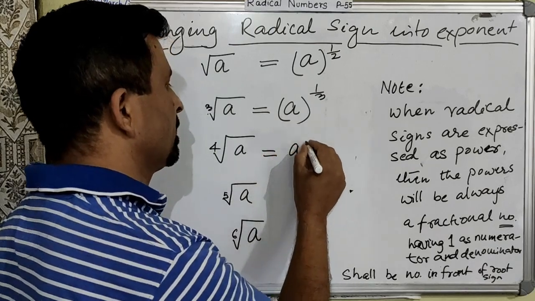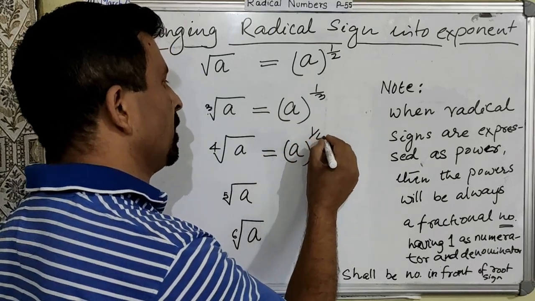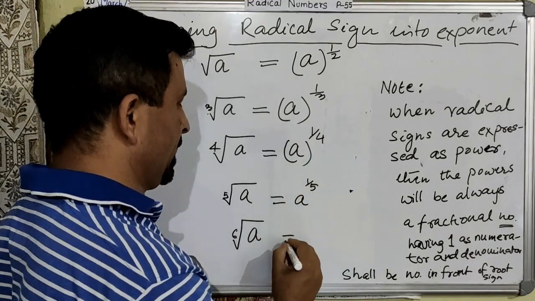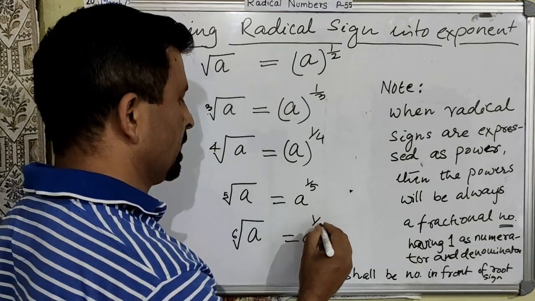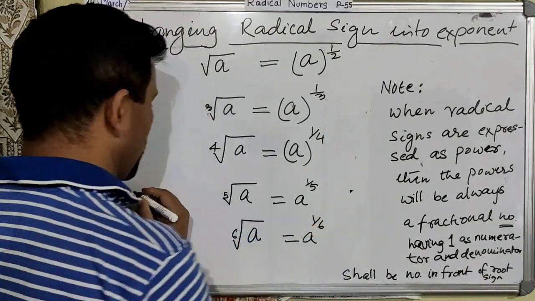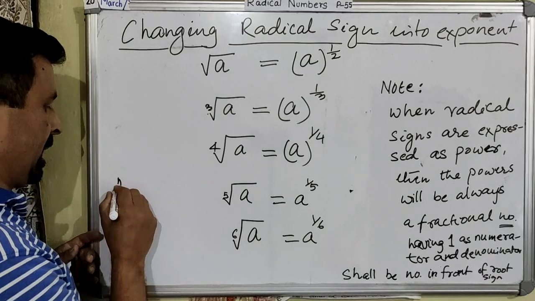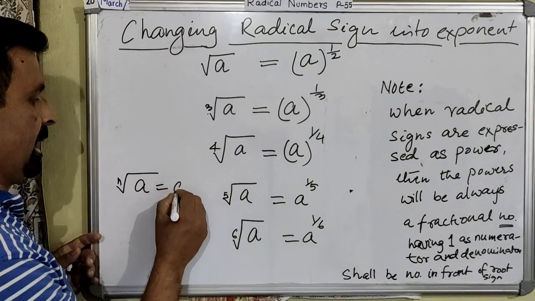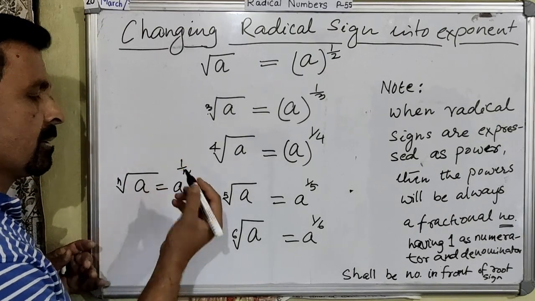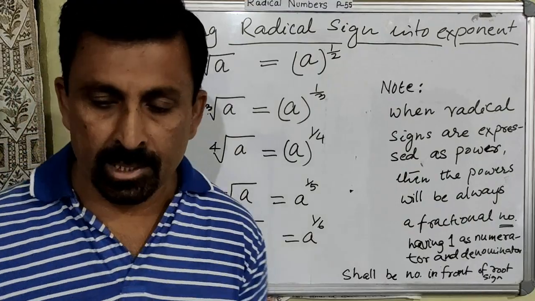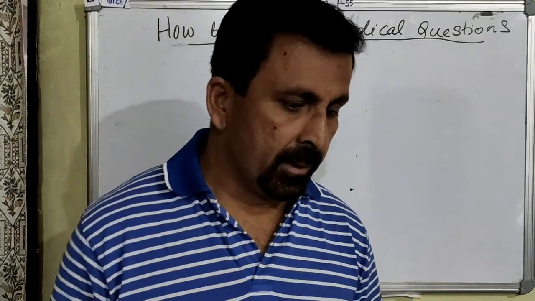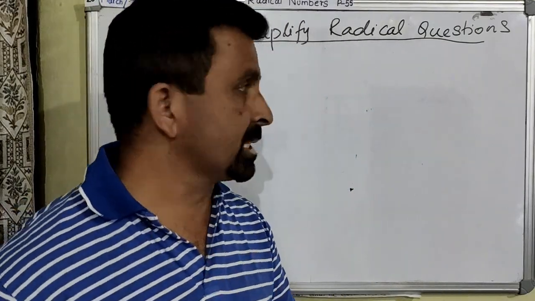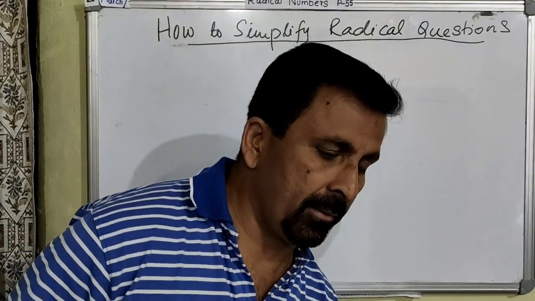So this will be next: a to the power 1 over 4. Likewise this will be a to the power 1 over 5. This will be a to the power 1 over 6. If I have one more last, nth root of a, then in that case it will be a to the power 1 over n. That's it. Clear? Now we are at the verge of starting the exercise, right? And just before starting the exercise, let us know one more concept and then we will start the exercise.